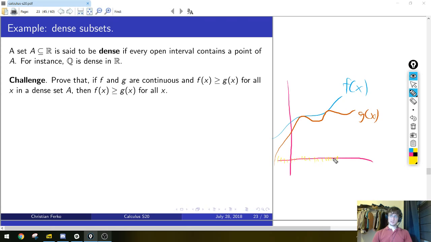How do we prove this is true everywhere? It should use continuity somehow. What do you think the argument will look like?